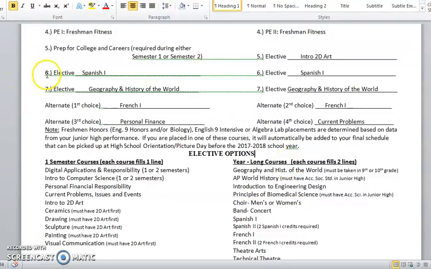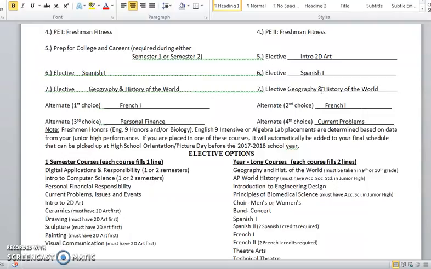Moving to line 6, I've decided I want to take Spanish 1 next year. So since it is a year-long course, I put Spanish 1 on both slots on line 6. Moving down to line 7, I decided I want to go ahead and fulfill my graduation requirement of Geography and History of the World and put that on both lines on number 7.